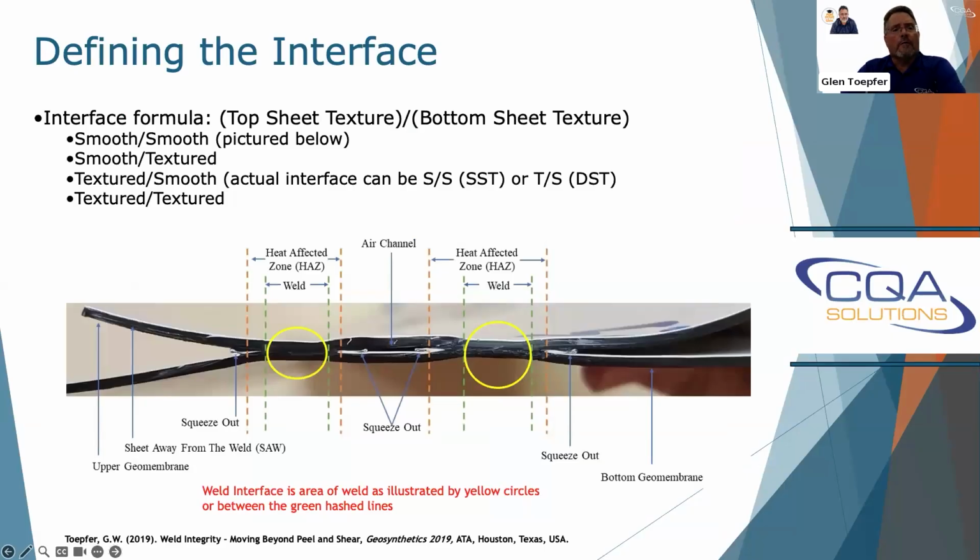I used this cross-section here from another presentation of mine, just to illustrate what we're talking about here in the interface. You have your top sheet of material, your bottom sheet of material. The weld interface is going to be where those two materials come together to be welded and joined together.